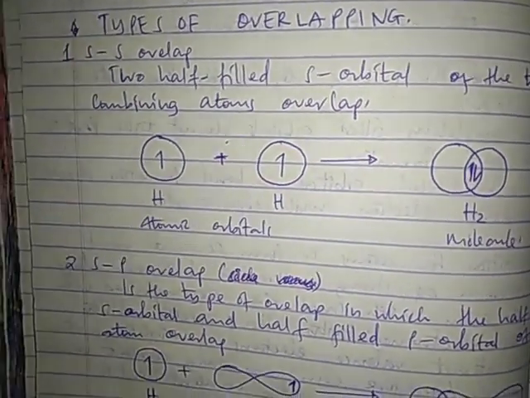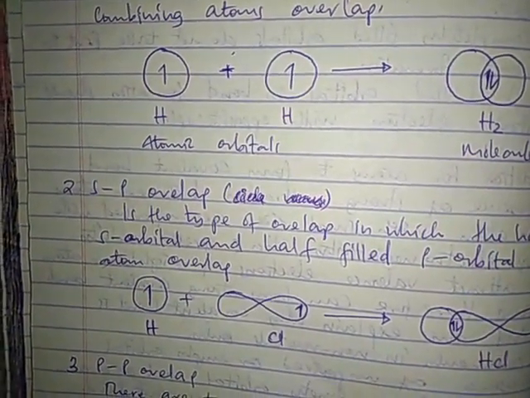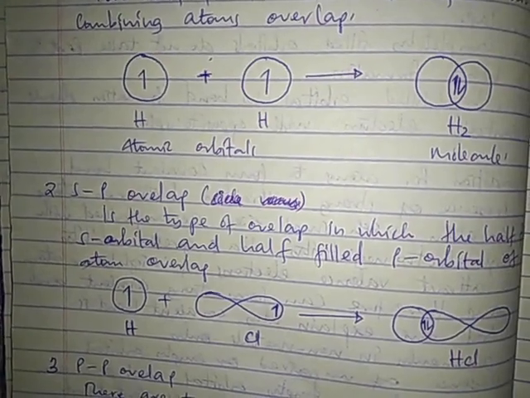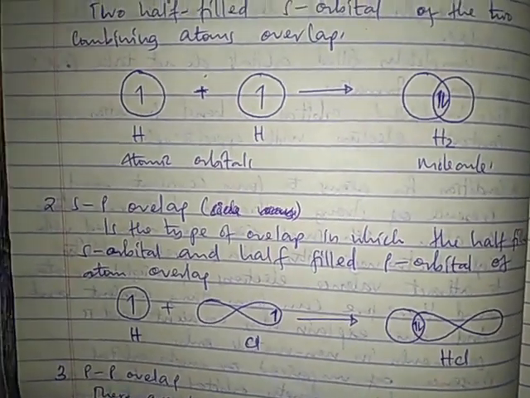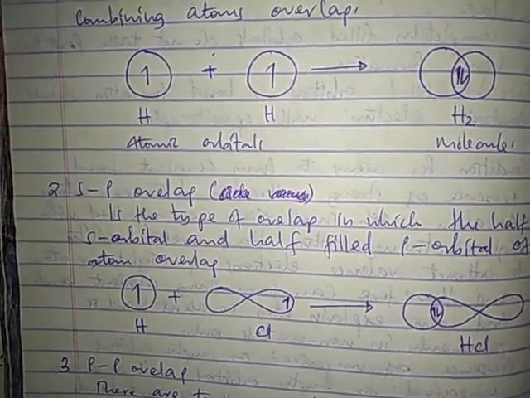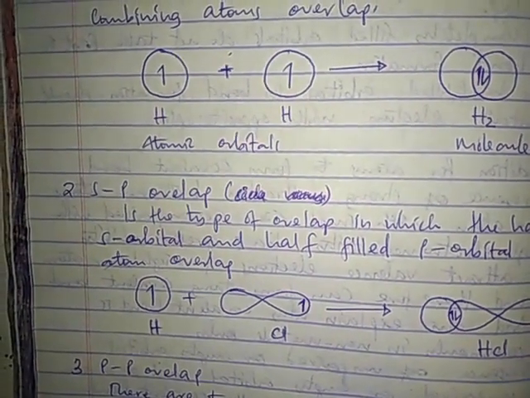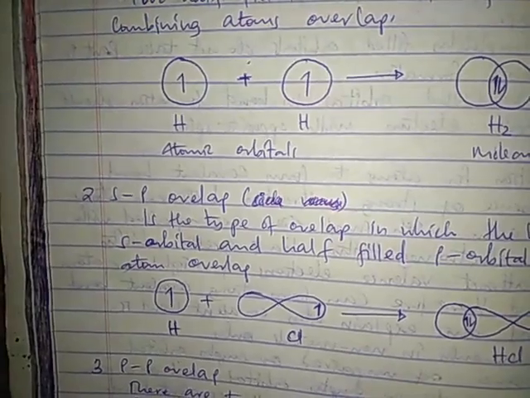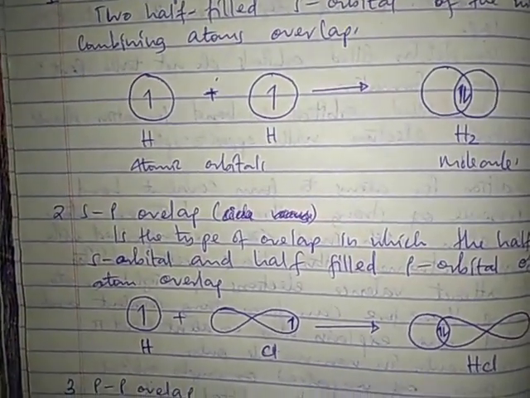But here we have two half-filled s orbitals of two combining atoms. They overlap. For example, you have one hydrogen here and another hydrogen, and they combine to form a hydrogen molecule. That is SS overlap. Then you have SP overlap. This is the type of overlap in which a filled s orbital and a filled p orbital of atoms overlap. As you can see, hydrogen and chlorine have half-filled orbitals, and they overlap to form hydrogen chloride.